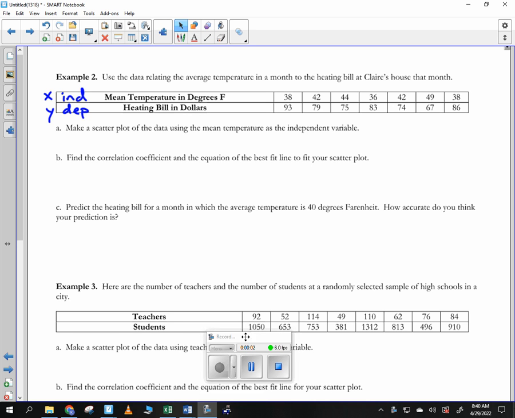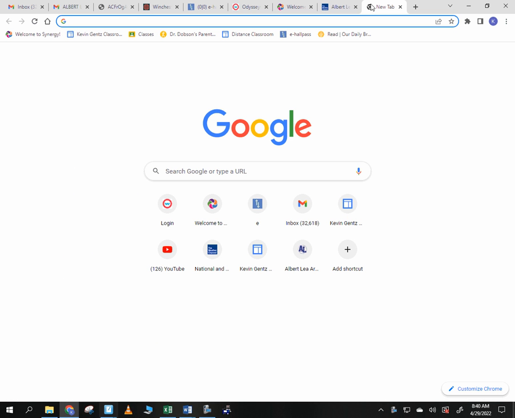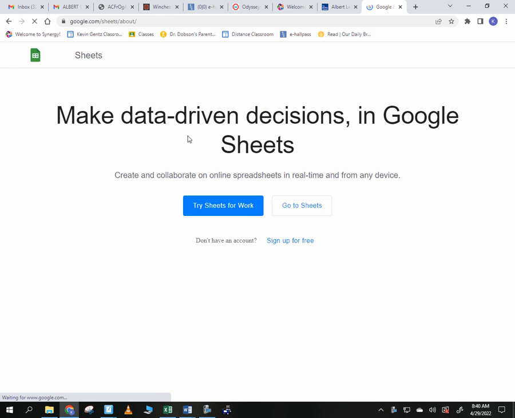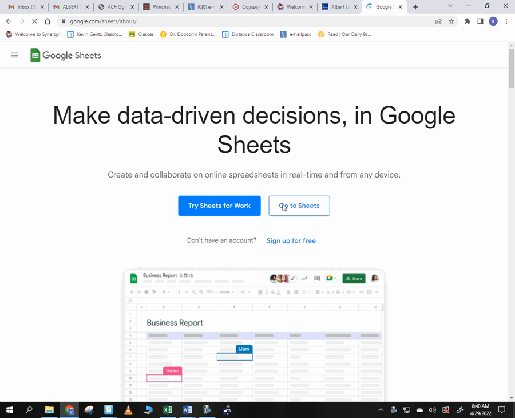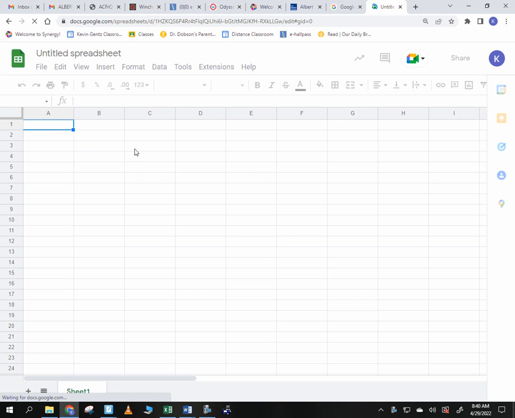Okay, so we're going to record this lesson for anybody who is out there watching. You can simply type in Google Sheets and just grab a blank sheet. You can save this sheet if you want to.